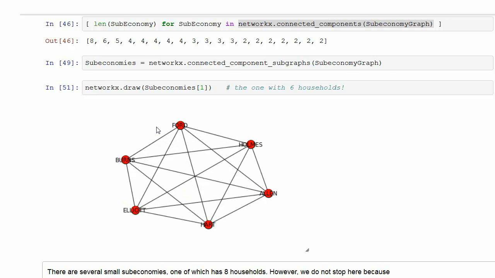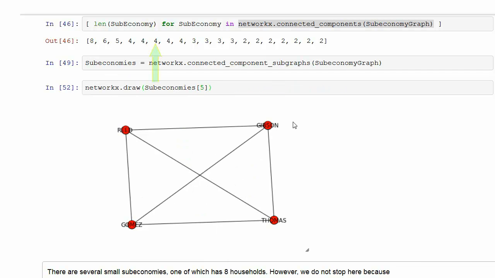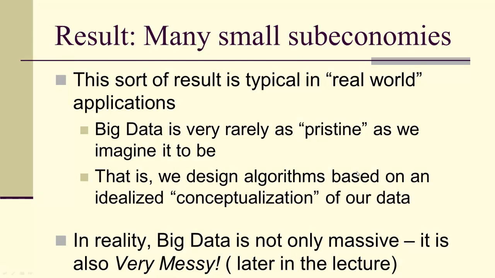Here's the next smallest. And here's one of size 4. Notice all the subeconomies are completely connected. That means that they're what are called cliques. We'll actually look at that later. So this is the result. And this is not atypical. Big data is not pristine. It's not unusual that you don't get initially the satisfying answer you wanted. It's messy. So we didn't get one large subeconomy like we would have hoped maybe was in this data set. We get lots and lots of little subeconomies. That may be misleading, as we'll see later.